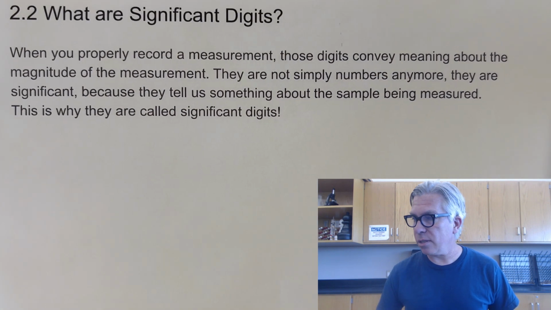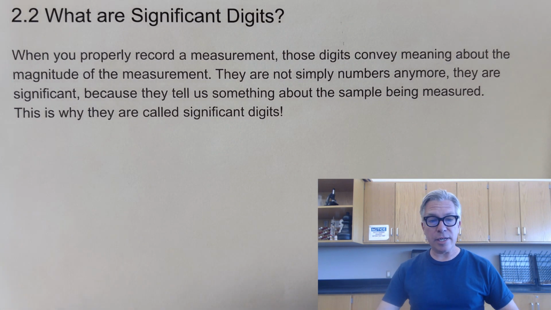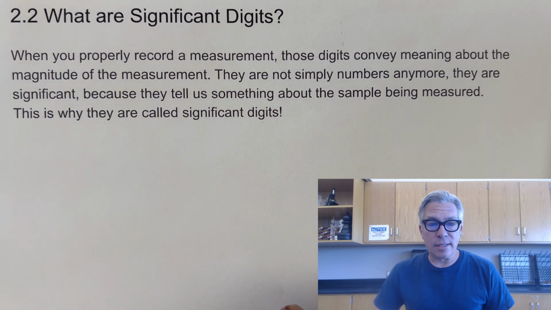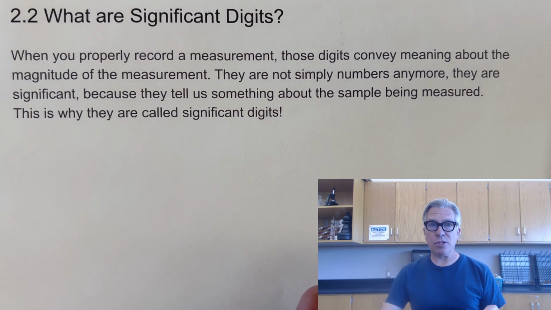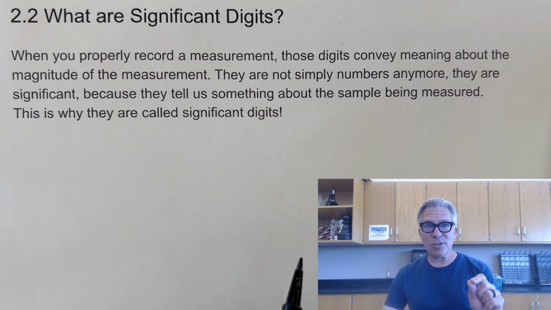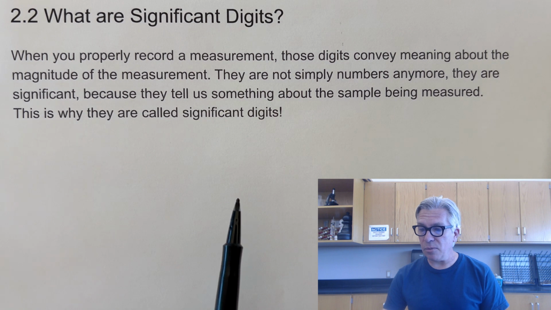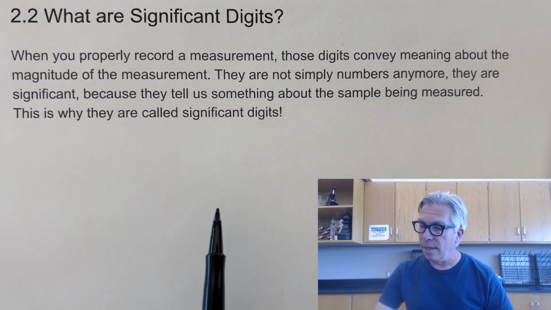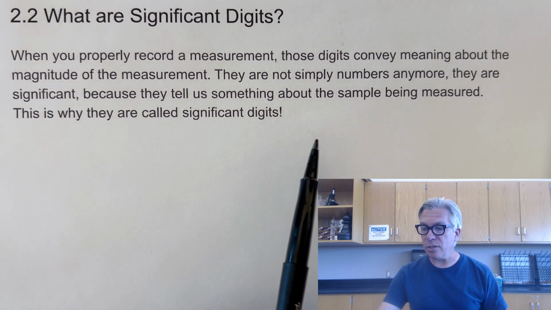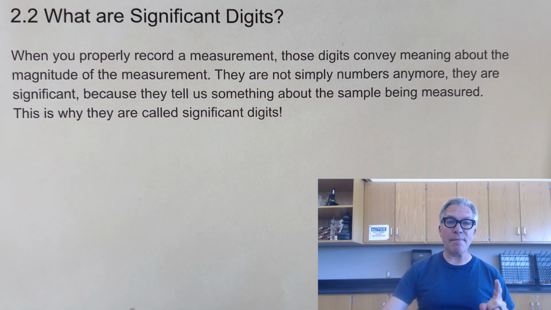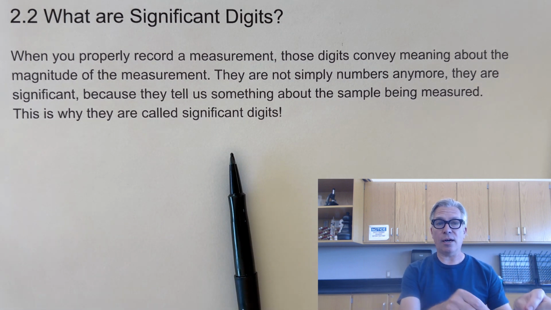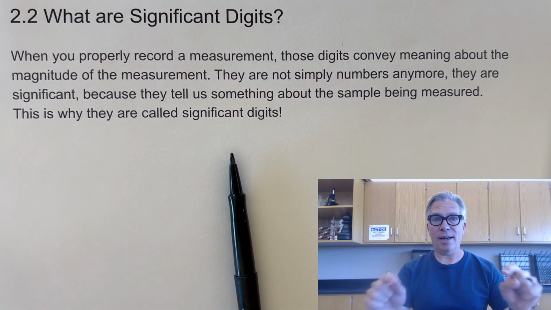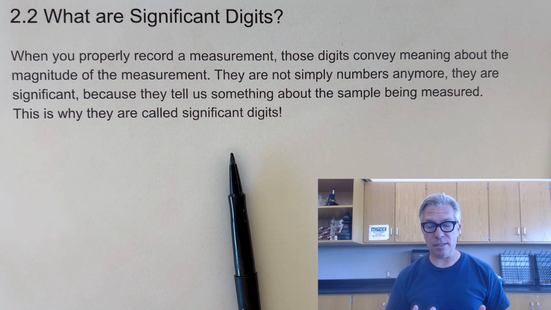All right, so you've probably heard the term sig digs, and maybe they're still a mystery, maybe they're not. Hopefully they're not, but here you go. What are sig digs? When you properly record a measurement, those digits actually convey meaning about the magnitude of the measurement. They're not simply numbers anymore. They are significant. They're important, like your significant other is important to you, because they tell us something about the sample being measured. This is why they're called significant digits. They mean something. They are now attached to the object you were measuring. That object has that measurement, and it's significant and it's important.